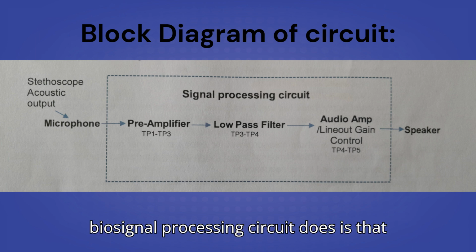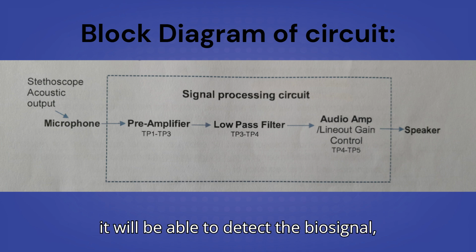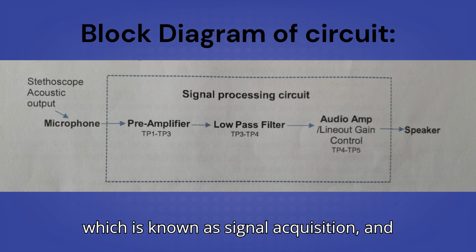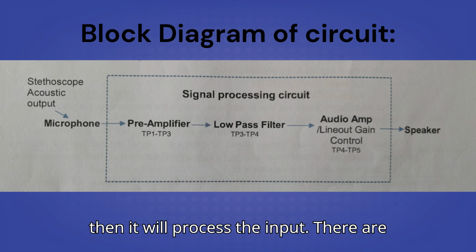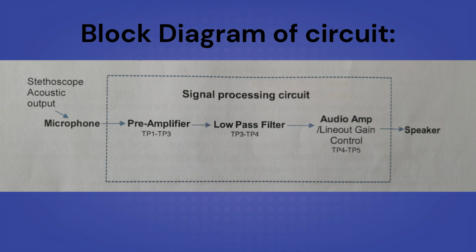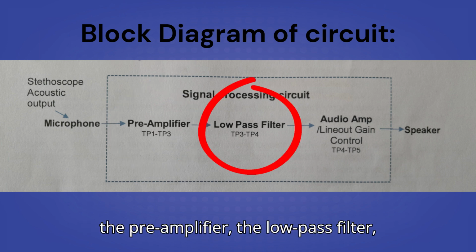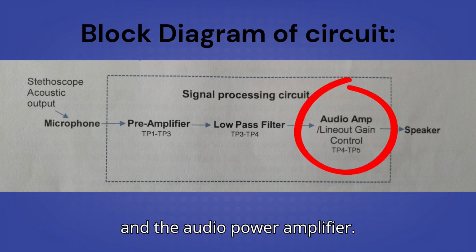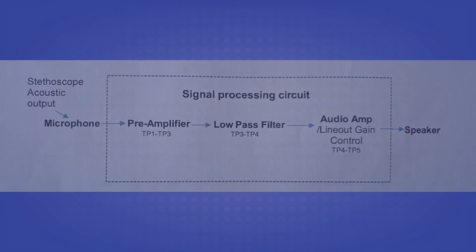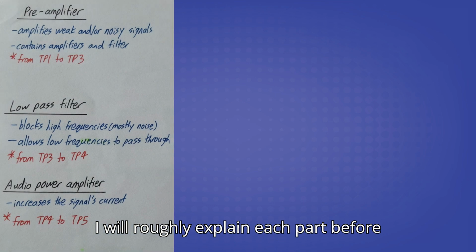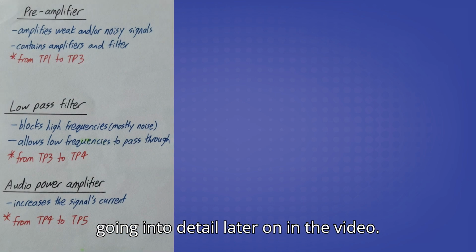What the biosignal processing circuit does is that it will be able to detect the biosignal, which is known as signal acquisition, and then it will process the input. There are three main parts to processing the input: the preamplifier, the low-pass filter, and the audio power amplifier. I will roughly explain each part before going into detail later on in the video.